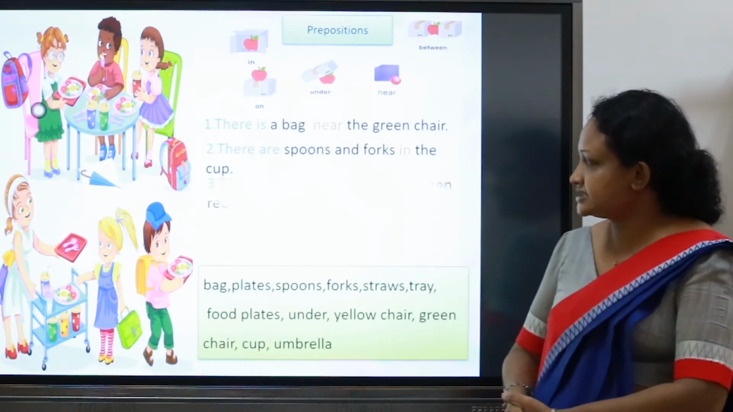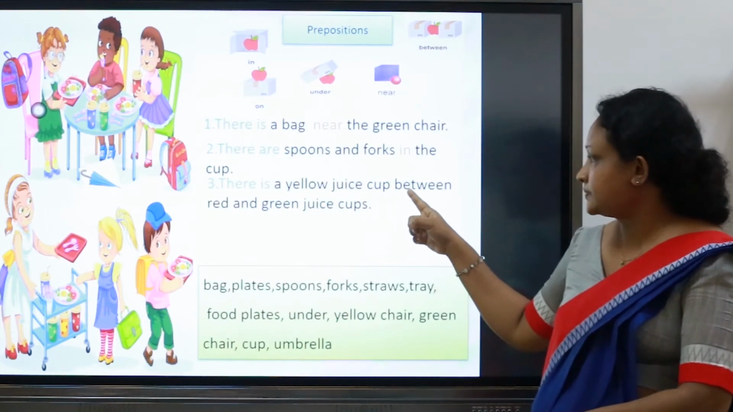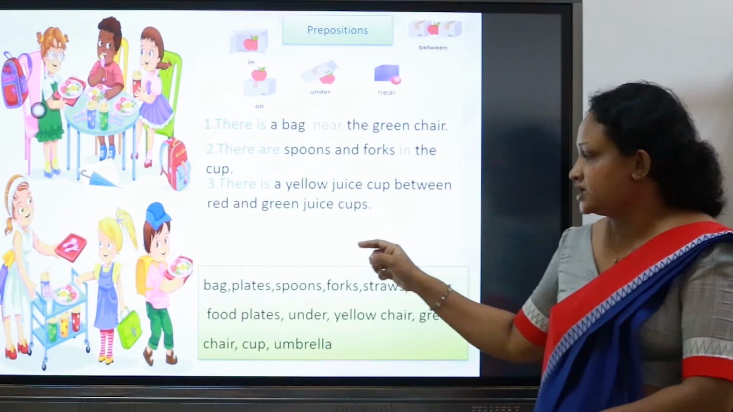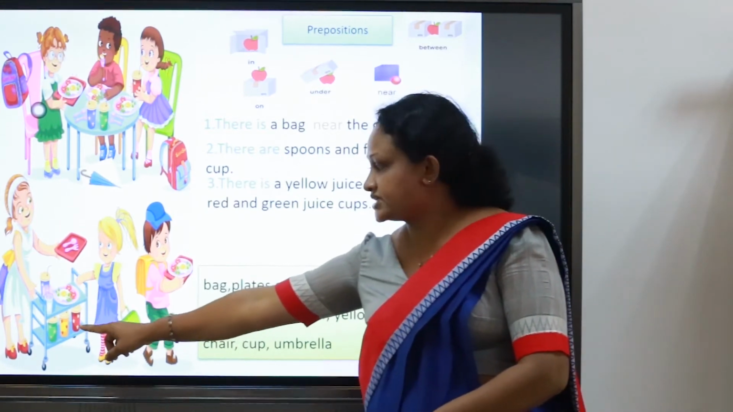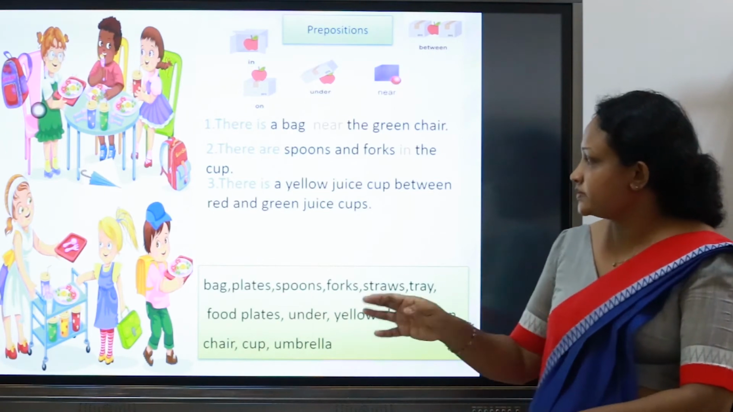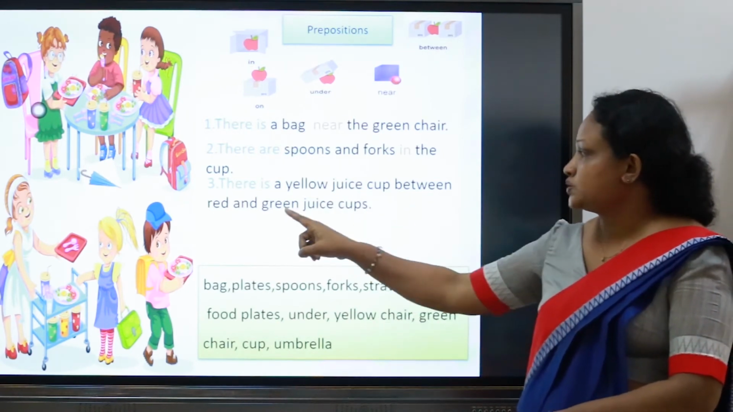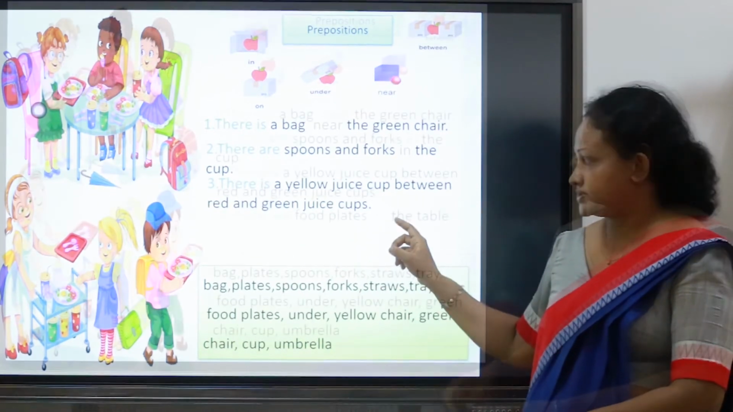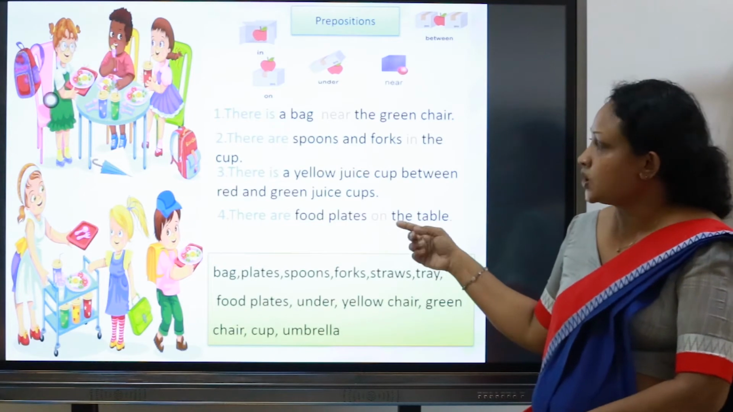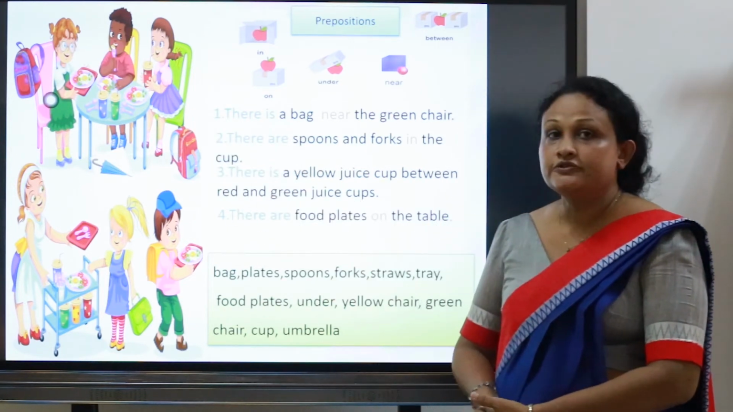The third sentence is, there is a yellow juice cup between red and green juice cups. Here you can see there are 3 juice cups in 3 colors. So I have mentioned there is a yellow juice cup between red and green juice cups. The fourth sentence is, there are food plates on the table. Here you can see on this table there are many food plates.